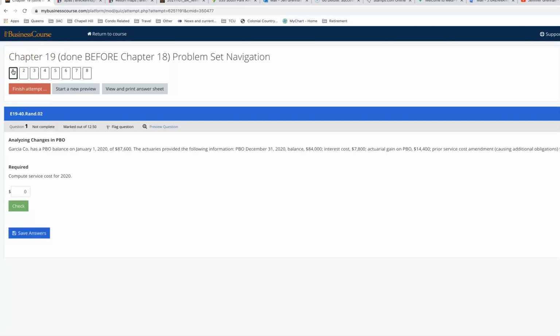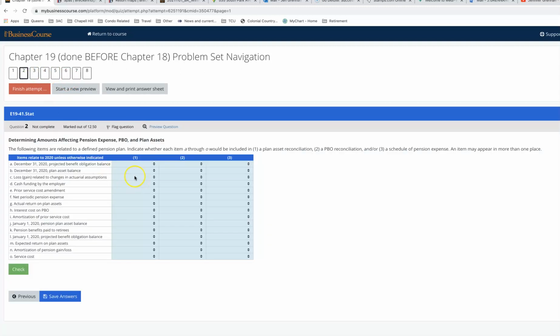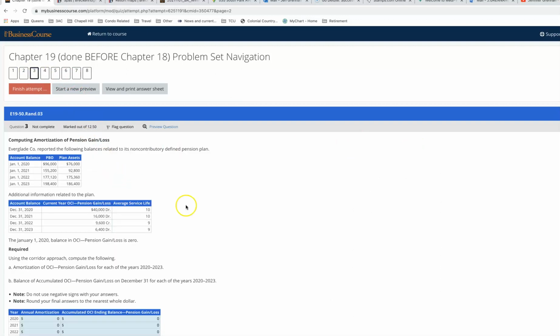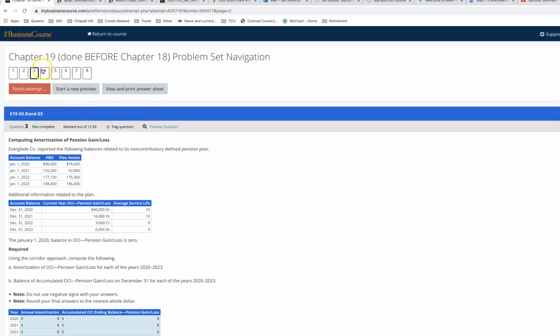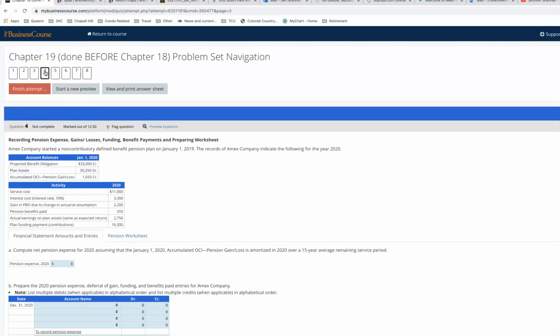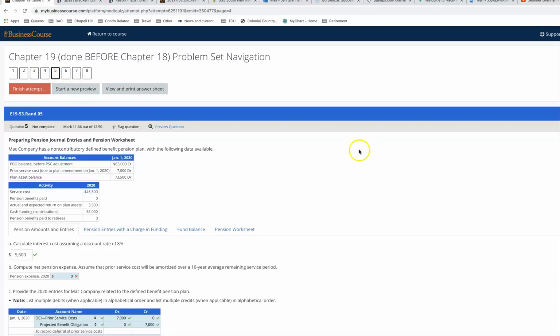For number 1, you're going to try to understand how changes in the PBO are put together. For number 2, you're going to go in and look at each of the items and tell me whether it impacts plan assets, liability, or the pension expense, and it could be more than one. Third one, again, this is where you're going to practice your corridor. So calculating that corridor, and you can refer back to the video. And then the rest of the exercises you'll go through are going to be very similar, if not identical, to the ones that I just walked you through.